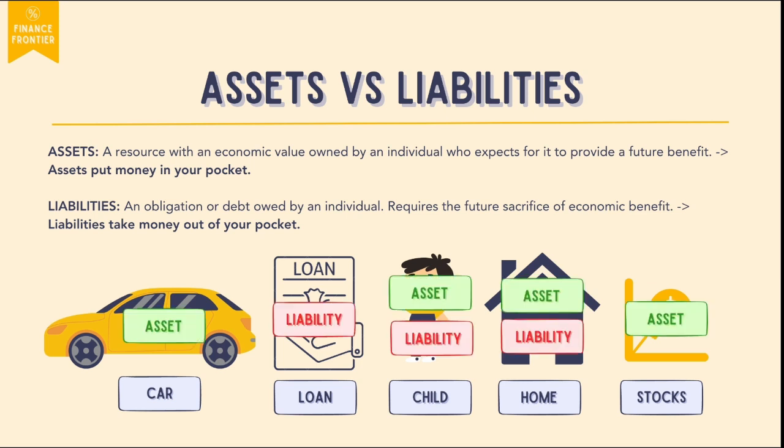So a car would be an asset. Although a car is a depreciating asset, meaning that its value decreases over time, it still retains some amount of worth. So the salvage or residual value of the car after depreciating still has some amount of worth, and so it can still be converted into cash and thus can be defined as an asset, which is, after all, bringing money back into your pocket.